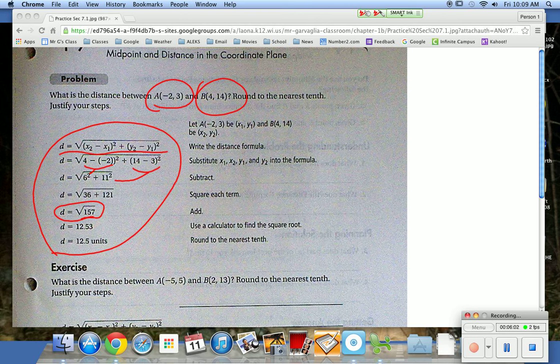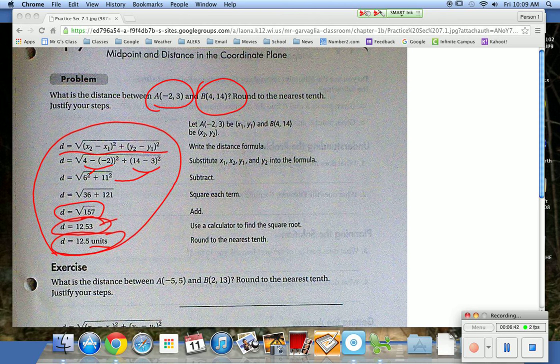Now, they have it down here as they went through and took the square root on the calculator. And then they rounded it off and they called it units. Either one of these would also be an acceptable answer. There's nothing in here that says units. So am I requiring units to be there? No. But if it was labeled centimeters, inches, feet, then I'd want that in there.